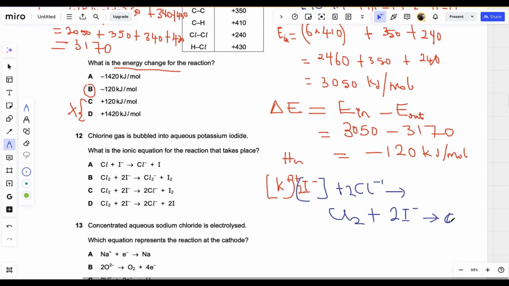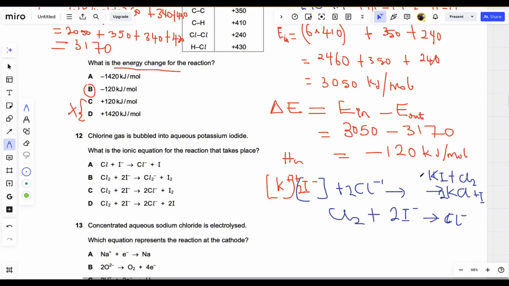To produce chloride ion, chlorine is higher than iodine in the reactivity series, so when you bubble it through, it will chase iodine out. You now have potassium chloride instead of potassium iodide. If you write the normal equation, potassium iodide plus chlorine gas produces potassium chloride plus iodine. So you can put 2 here.